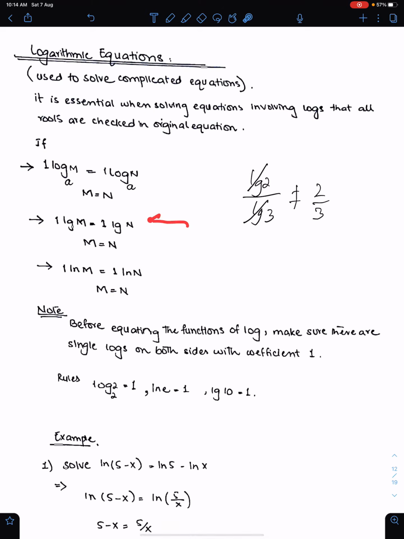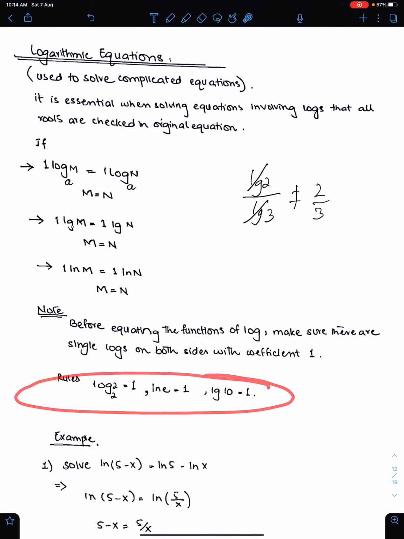Now this is the logarithmic equation for common log. So if we have the same coefficients and single logs on both sides, we can equate their functions like this. For natural logarithm, same coefficients, single logs, so we can equate their functions. Note, before equating the functions of logs, make sure there are single logs on both sides with the same basis and with the same coefficients. We already have understood these rules, that if we have same numbers, the answer is always 1. ln is always 1, log 10 is always 1.